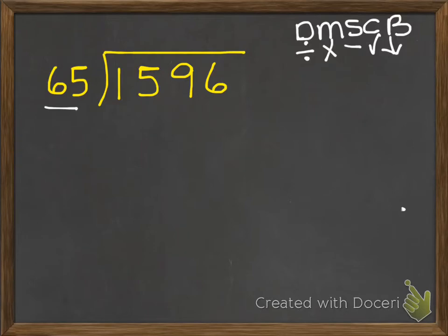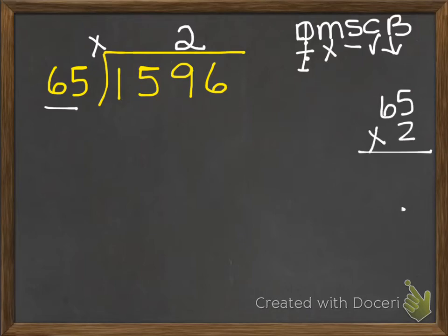So I'm going to say, okay, 159 divided by 65 is 2. That was division. Now I'm going to multiply 65 times 2. Come over to the side. 2 times 5 is 10. 2 times 6 is 12. And one more is 13.